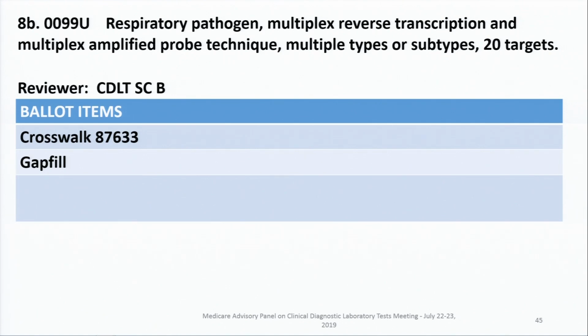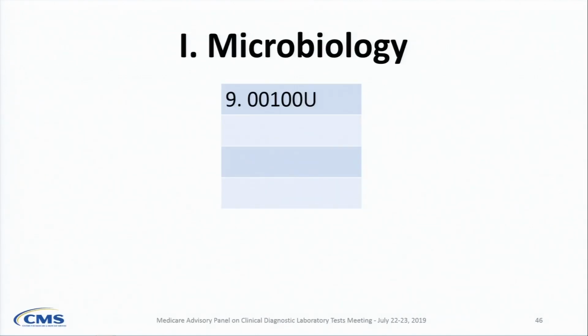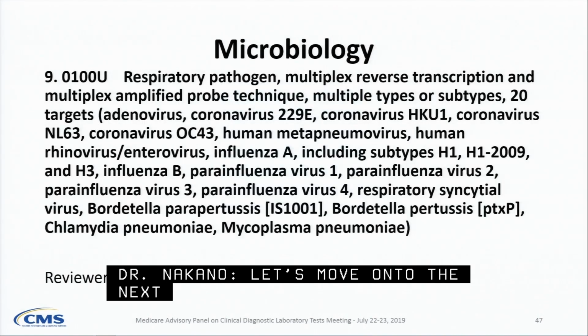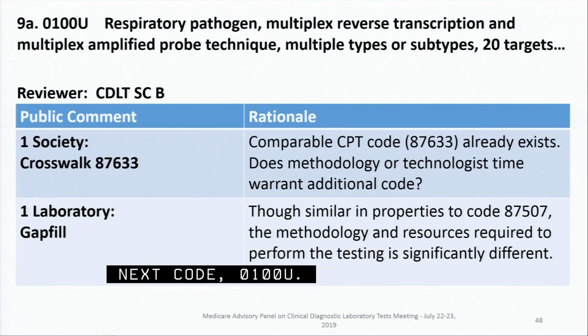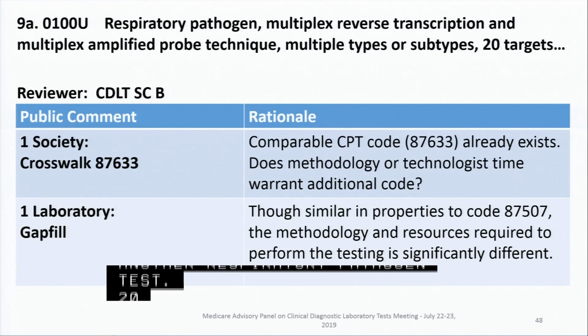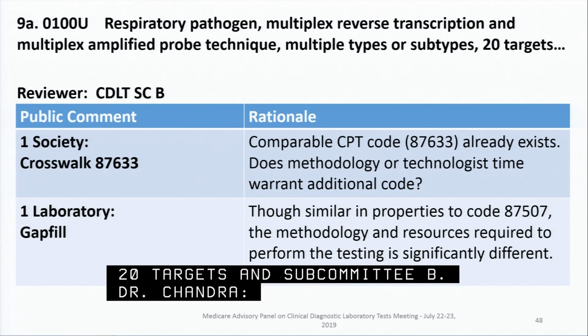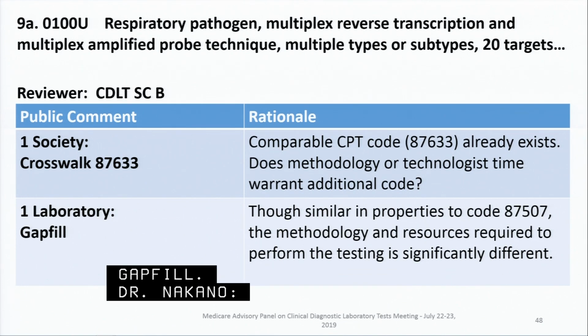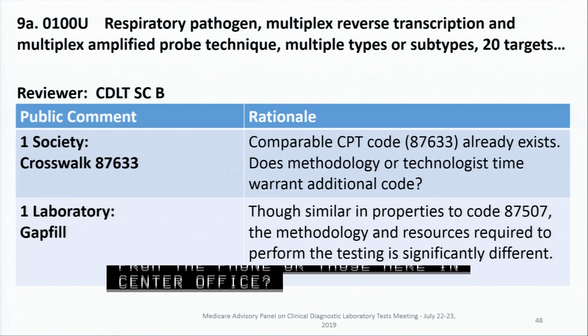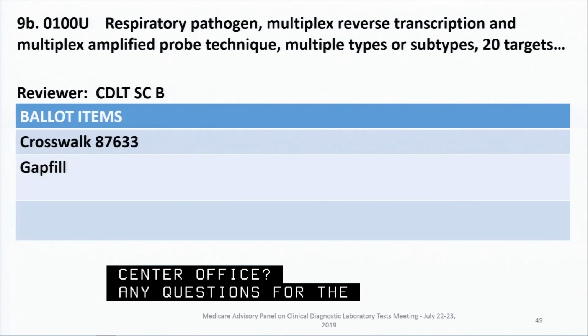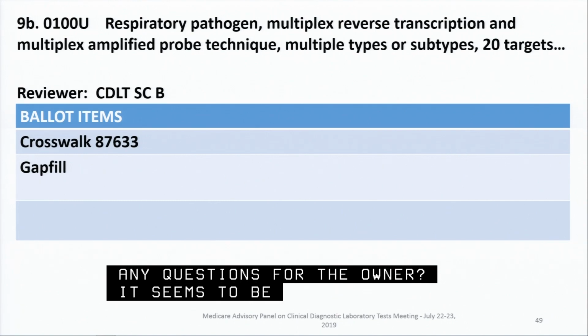Please submit your vote. Okay, let's move on to the next code, which should be 00100U, and another respiratory pathogen test, 20 targets, and subcommittee B, Dr. Chandra, please go ahead. Thank you, Karen. We recommend gap fill. Comments from those on the phone or on the floor here at central office? Any questions for the owner? All right, so it seems that the ballot items are crosswalk 87633 and gap fill. Please cast your vote.